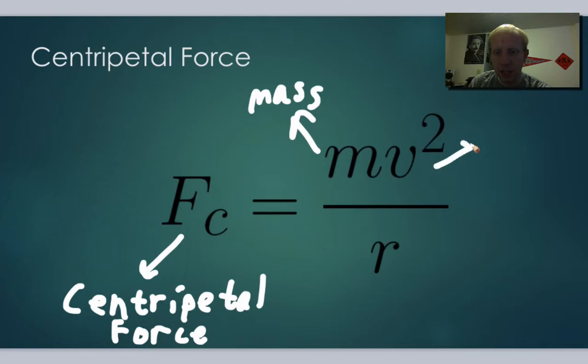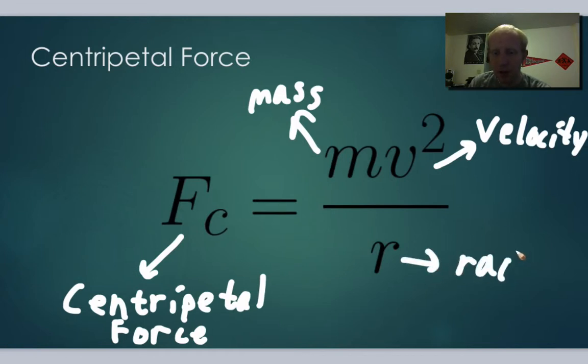This is velocity, and if you want to be very particular, this is actually just the speed or perpendicular velocity. And this is the radius. So centripetal force equals mass times velocity squared over the radius. This is pretty simple to work with. We just find the mass of the object, how fast it's going, and how far away it is. Simple enough. That will calculate the centripetal force, or how strongly something is held towards the center.